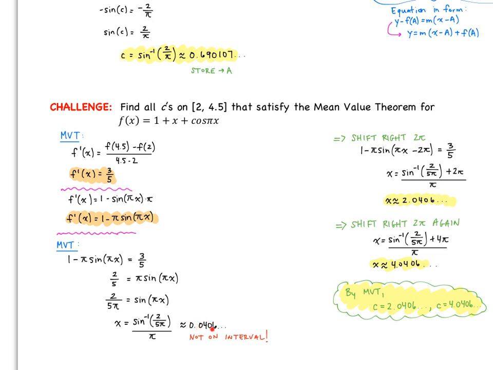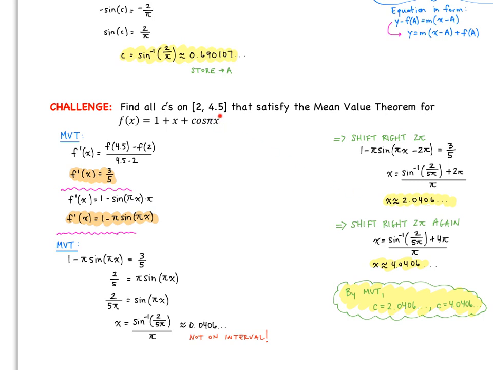But there's an issue. This value, 0.0406, is not on our interval. Remember, our interval goes from 2 to 4.5. So what we need to do, and here's the challenging part, is shift right 2 pi units. So by doing so, remember, we're going to take what's inside of those parentheses, inside that function, and we're going to subtract 2 pi. So then going through and kind of undoing everything, we get this x value of 2.0406. So that works. That's within our interval.